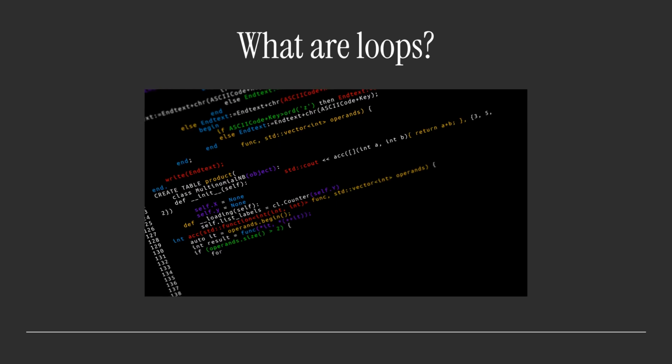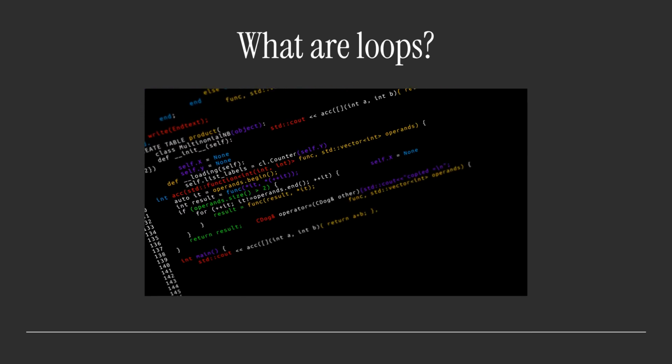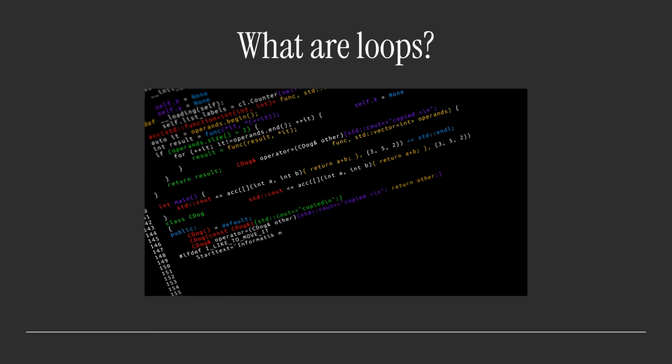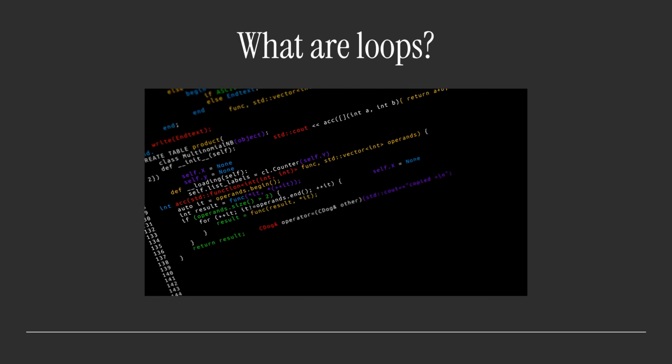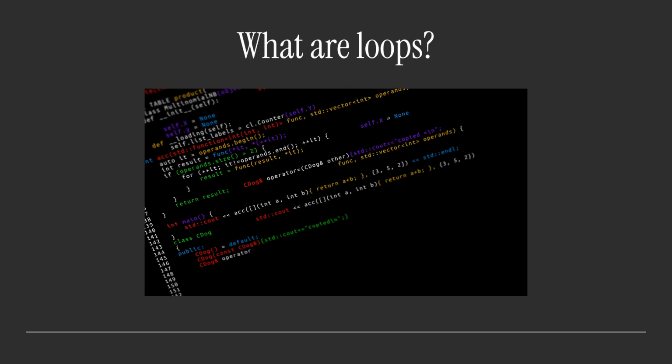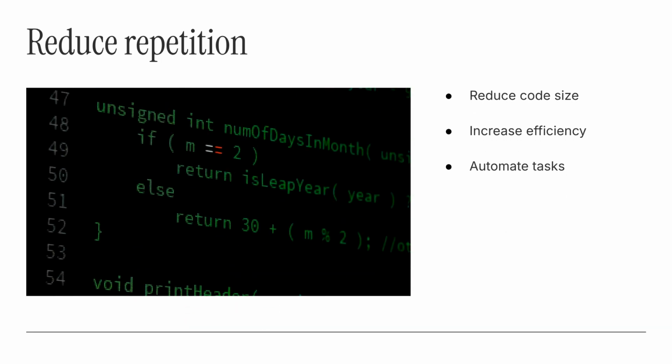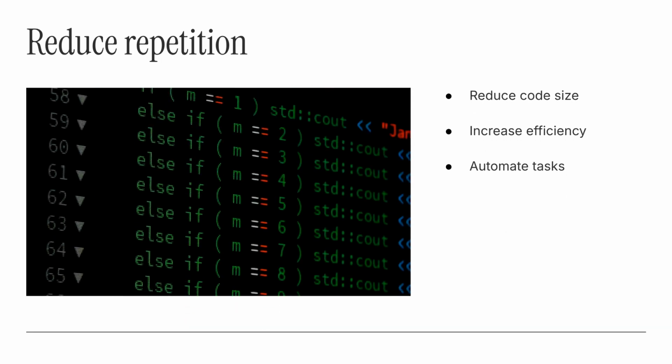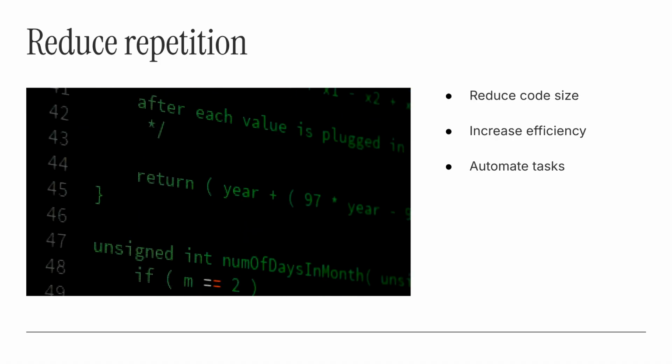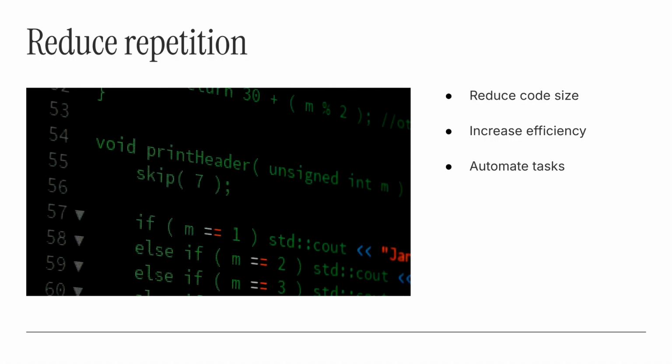So what exactly are loops in programming? Simply put, a loop is a control flow statement that allows a sequence of instructions to be repeatedly executed until a certain condition is reached. Loops are crucial because they help reduce repetition in your code, making programs shorter, more efficient, and easier to manage, especially when dealing with repetitive tasks.